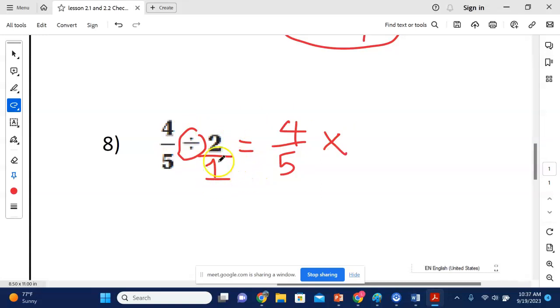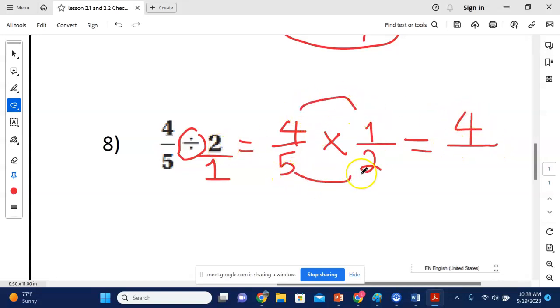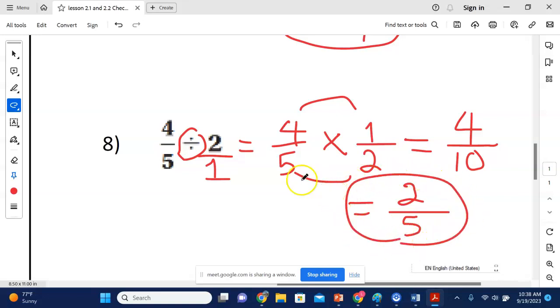Okay, and what is the reciprocal of 2 over 1? There you go. That's the reason why I always suggest to you guys to put a 1 under a whole number. And what's 4 times 1? 5 times 2. What is the GCF of 4 and 10? 2. And what's 4 divided by 2? And 10 divided by 2. So your final answer to number 8 is 2 over 5.